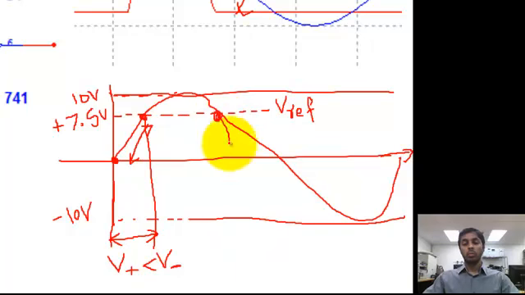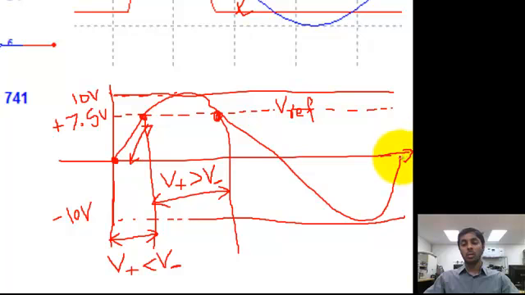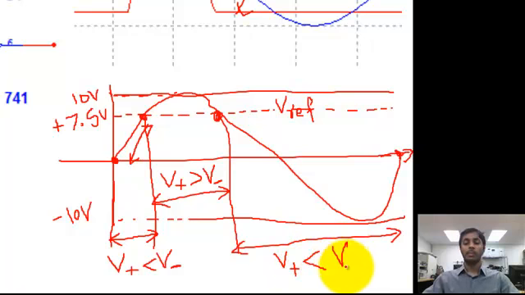From this point to this point, the input signal is greater than the reference, so V positive is greater than the reference, which is 7.5 volts. And for the whole rest of the negative cycle, starting from that point, again the input voltage applied to V positive is less than the reference.